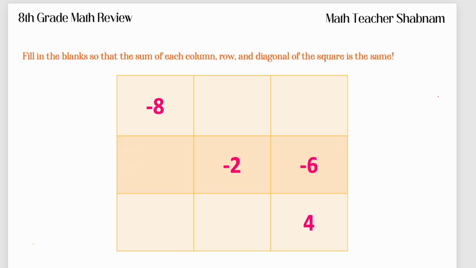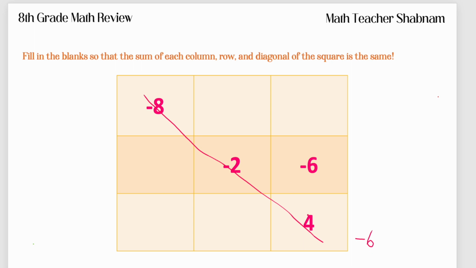We're trying to fill this table in a way so that each row, each column, and each diagonal would give us the exact same number. We already have a hint. If we look at this diagonal, we can see that the sum of these three numbers is negative 6. So we already know what each diagonal, each row, and each column should equal to. All of them should equal to negative 6.